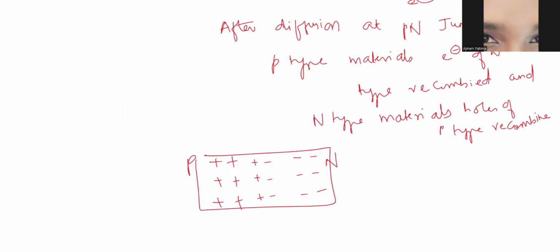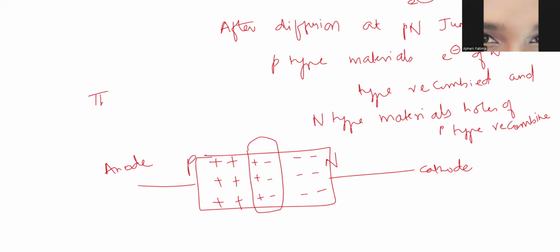So a region is formed, which is called the p-n junction. This is your anode and this is your cathode. The depletion region will not allow any flow of current. You can write that it is the region of ions, and this is called the p-n junction.